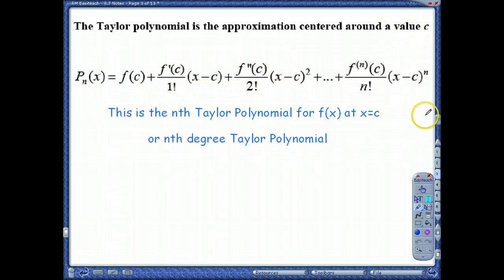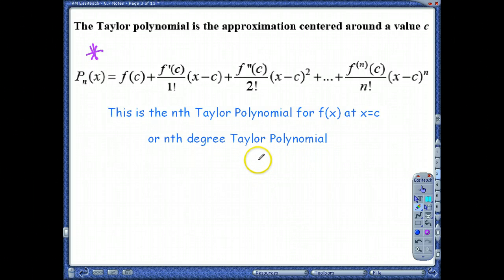And look at what we end up with. Now, we discussed the fact that using the first derivative was a decent approximation. Using the second derivative was better. Using the third derivative, oh, better yet. Fourth derivative, fifth derivative, sixth derivative. The more derivatives you use, the higher that degree polynomial, the better your approximation is going to be. So this is our formula for the nth Taylor polynomial for f of x, centered or expanded about x equals c. They'll call it the nth degree Taylor polynomial.